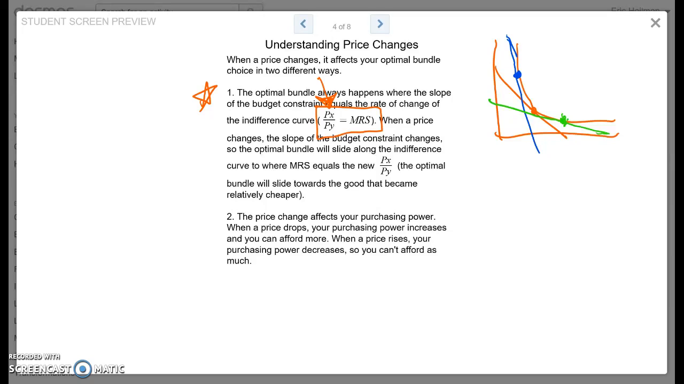Sorry about that. Anyway, this effect, after a price change, of just altering the combination of the two goods you're using towards the cheaper one, is called the substitution effect.